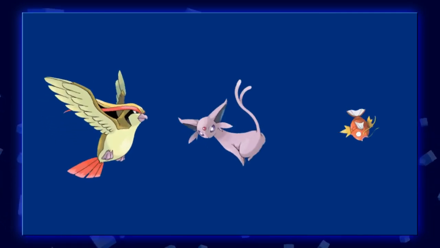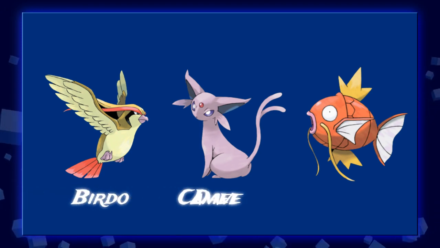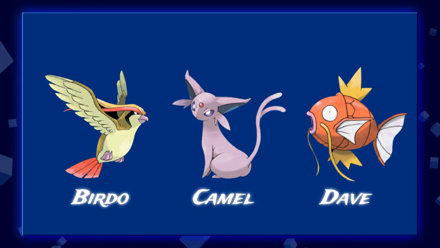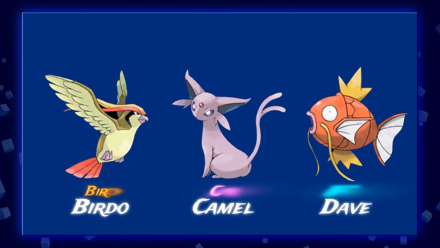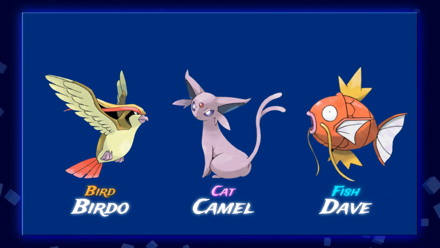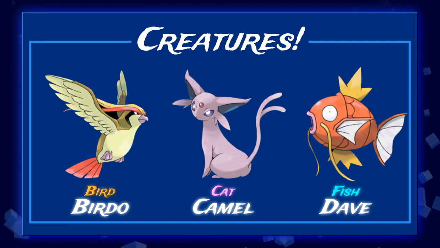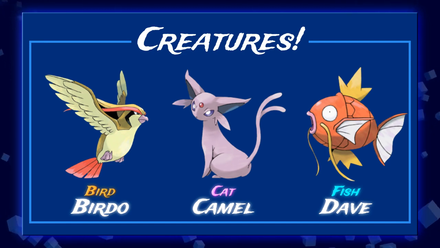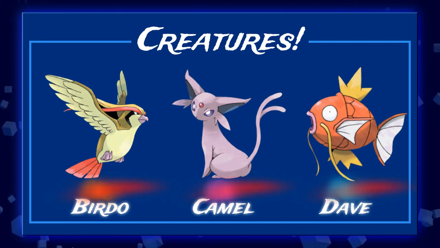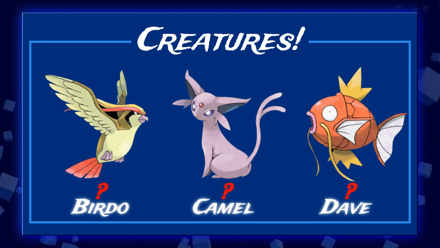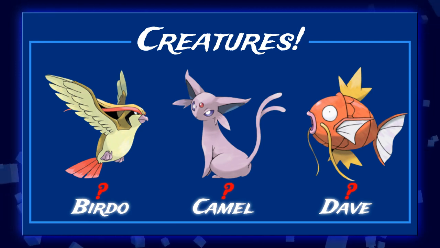So let me introduce you to three friends of mine, Birdo, Camel, and Dave. A bird, a cat, and a fish. All of them are what we'll call creatures. Our goal today is to make them do stuff with general commands, so basically without even knowing which one I'm talking to, I like to either ask them to move, talk, or jump.